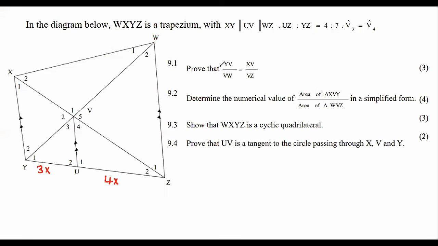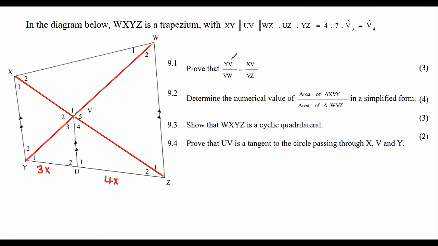Prove that YV over VW is the same as XV over VZ. So what I would do in a test is highlight YV, and VW, there's VW. Sometimes it's difficult to know whether we should use a different color or not. All right, guys, so what I see is the following. A bit weird. It is very weird, but what if we do this?